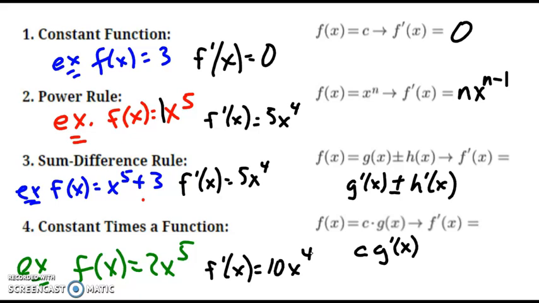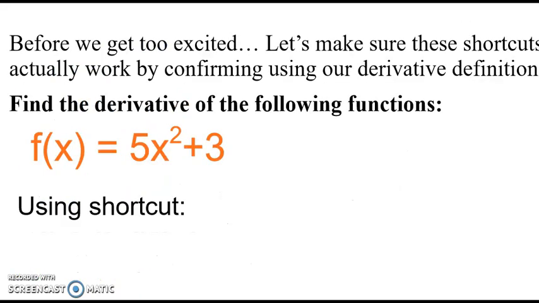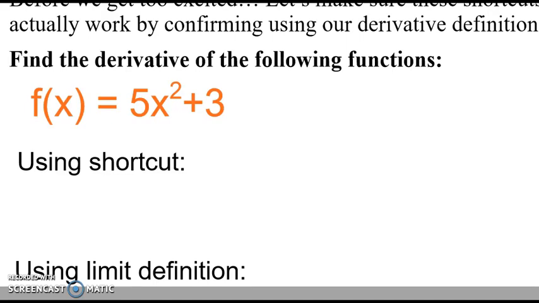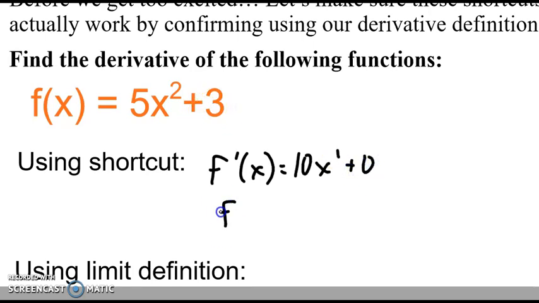Alright, so let's just jump into a few more examples here. Let's make sure that these actually work, but we'll do the shortcut for this one here. We're going to do this one using the shortcut, and then we're also going to use our limit definition to find this derivative. So for finding f prime of x, we would again take 2 times 5, 10, and then decrease the exponent by 1, so that would be an exponent of 1, I'm not going to write that, plus the derivative of a constant is 0, so I could go ahead and write it like this, and then I would clean it up. Again, typically we don't write 0 or that exponent of 1, so that would be our derivative.